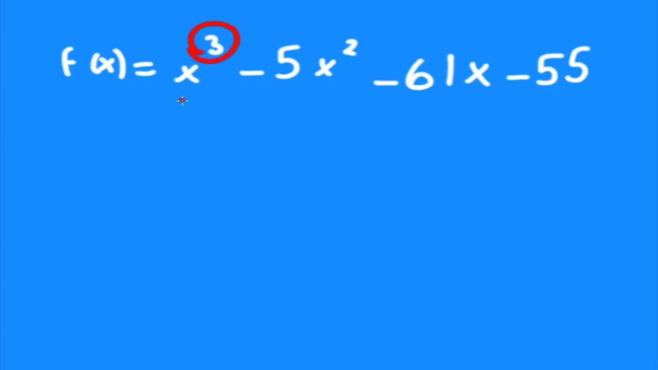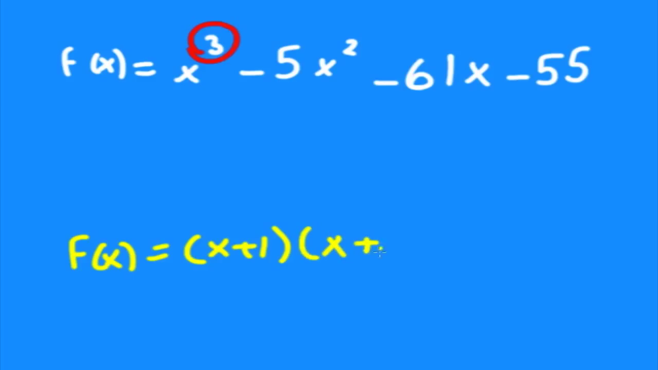You would normally have to look for the p and q's and then test the p over q's. We're doing some long division, but not on your midterm, because on your midterm you're going to have your options. One of your options is going to look like this: f(x) equals x plus 1, x plus 5, and x plus 11. So you know from that one of your zeros is -1 and the other is -5 and the other is -11.